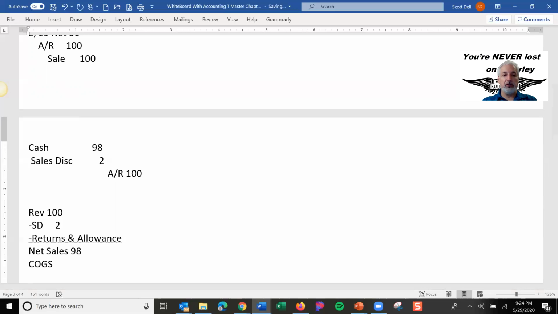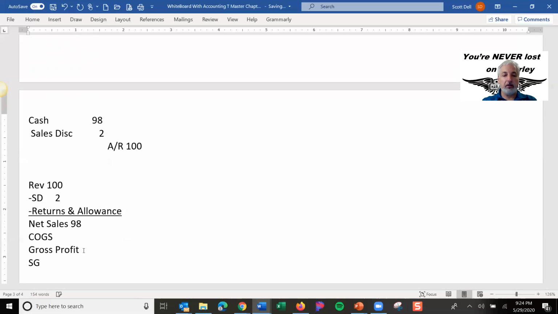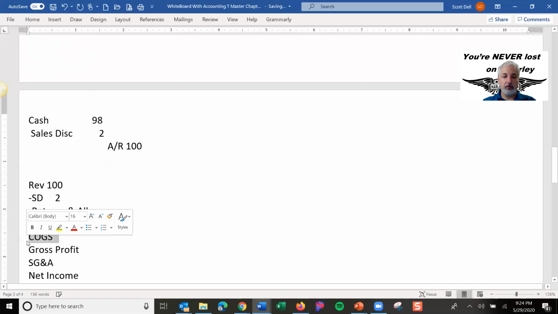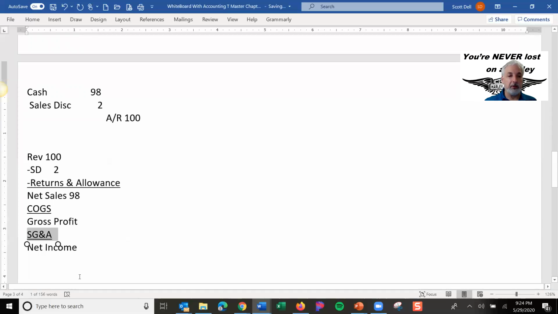And then we're going to have gross profit. And we take away our SG&A. And we got net income. Take away our cost of goods sold. We take away our SG&A. And we're good to go. All right. So that's the big picture.